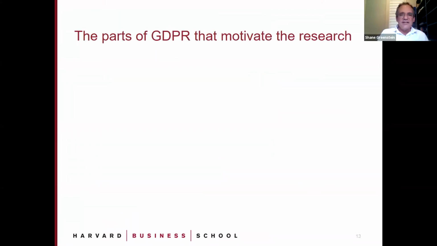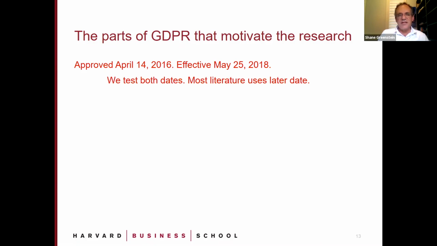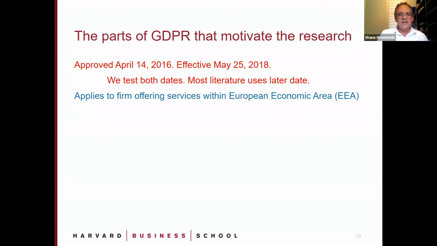So finally, why would you think GDPR is going to change anything? Well, here are the parts that we're going to pay attention to. It's approved in April of 2016 and made effective in May of 2018. Those two dates are what we're going to pay attention to. We're going to look at both. The literature has tended to look at the latter date primarily, as we will as well in practice. We'll test both. It applies only to services within the European Economic Area. As I said, that's 31 countries.